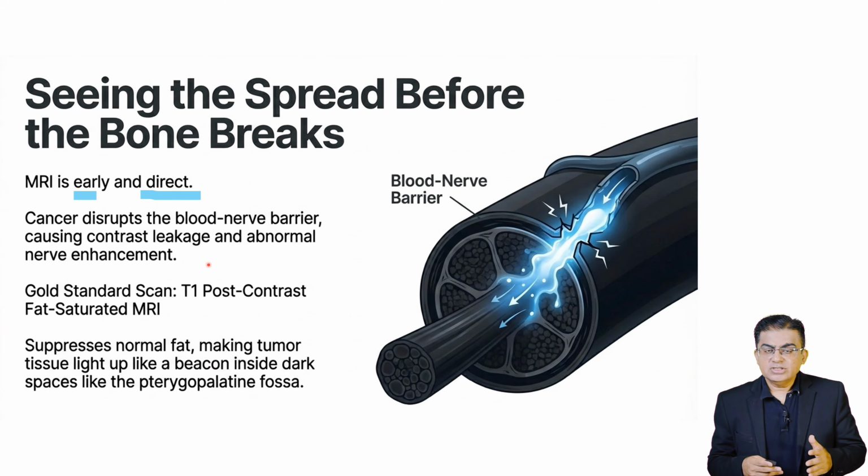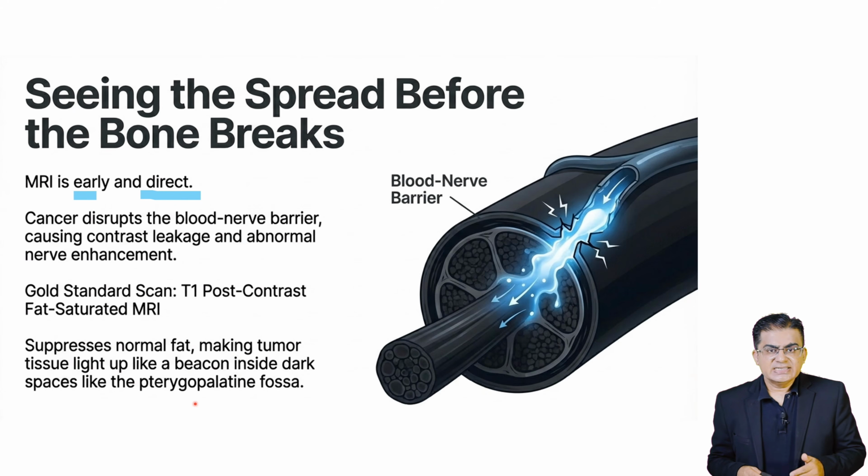A T1 post-contrast fat-saturated MRI explicitly suppresses the bright signal of normal fat, making these enhancing tumor tissues light up like a beacon inside large spaces like the pterygopalatine fossa. Because MRI offers incredibly superior soft tissue resolution over CT, it catches the disease exactly when it matters, early.